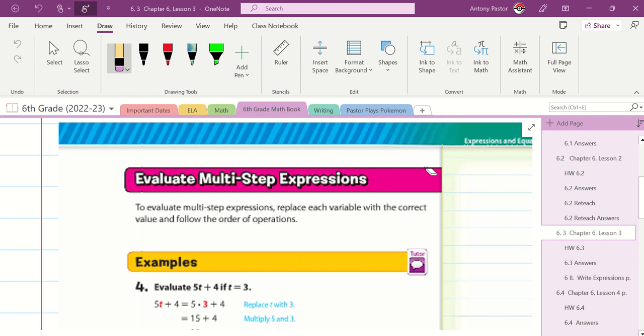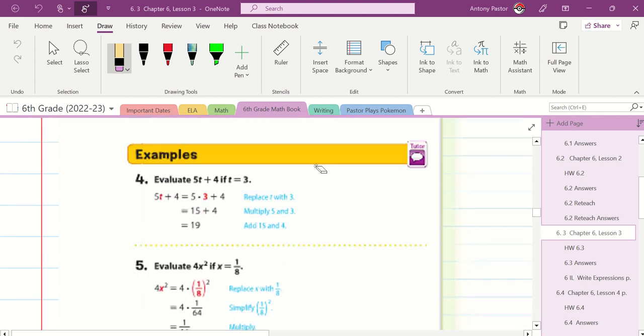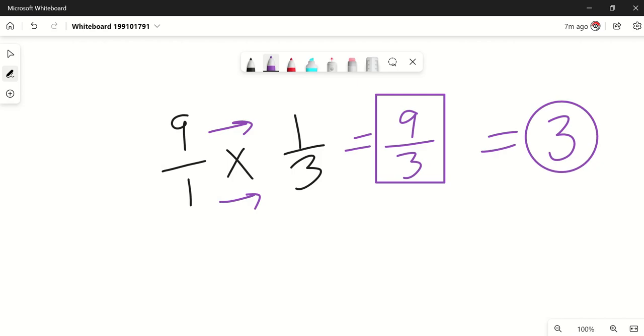All right, sorry about that. We're going to be talking about evaluating multi-step expressions. So to evaluate multi-step expressions, replace each variable with the correct value and follow the order of operations. So for example, and I'm going to go ahead and write this on the digital whiteboard, 5t plus 4.